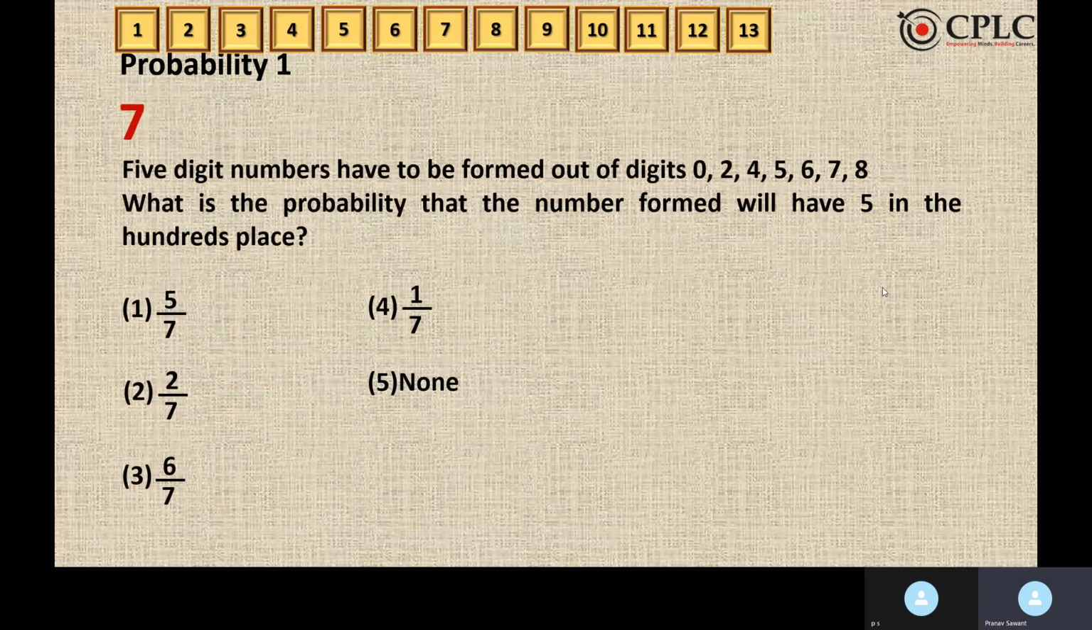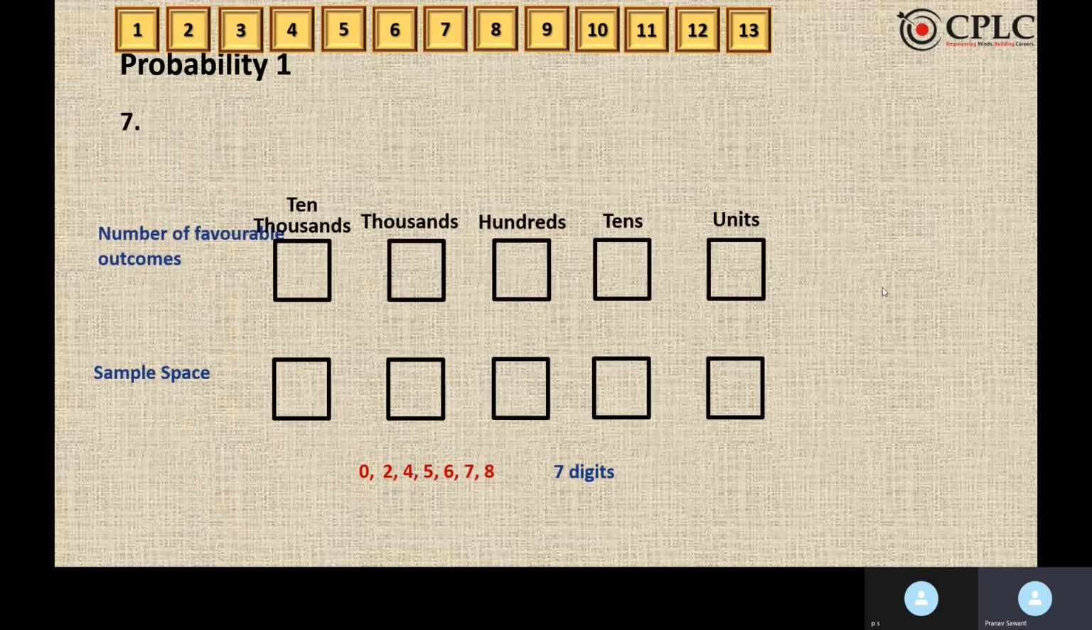Moving to the next question. A 5-digit number is to be formed out of digits 0, 2, 4, 5, 6, 7, and 8. What is the probability that the number formed will have 5 in the hundreds place? Now, in the hundreds place, we need 5. Nothing is said about repetition, so obviously we have to consider repetition allowed. Only 5 can come at the hundreds place, so only one possibility.